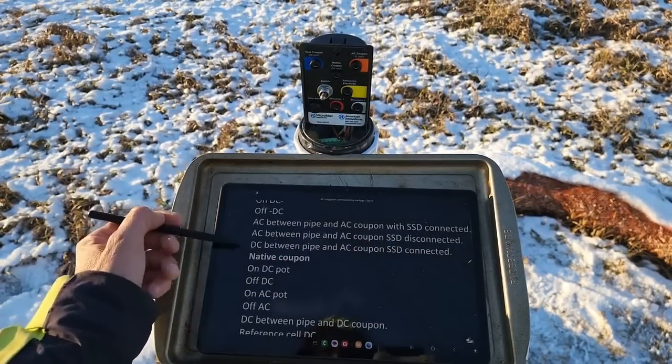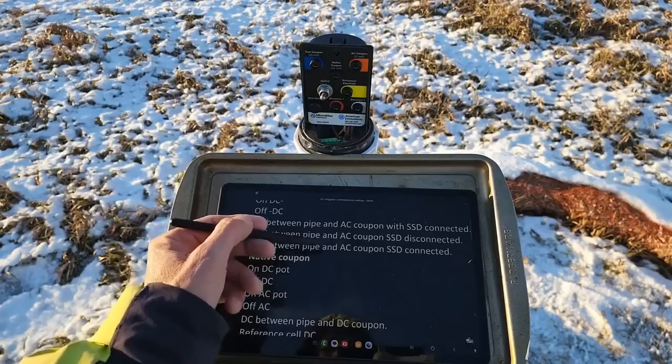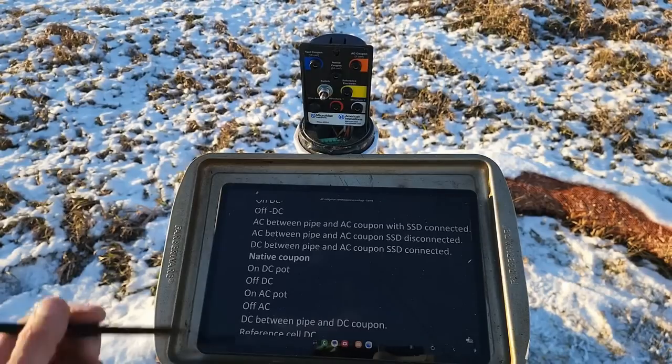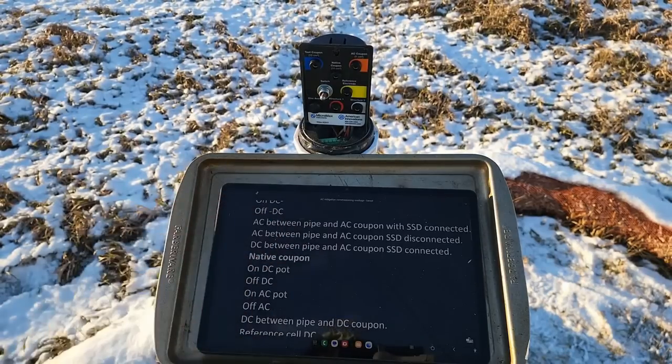Next, we will measure the 600 voltage between the pipe and the coupon with the SSD connected. These are the measurements we need. Watch closely and follow the protocol.